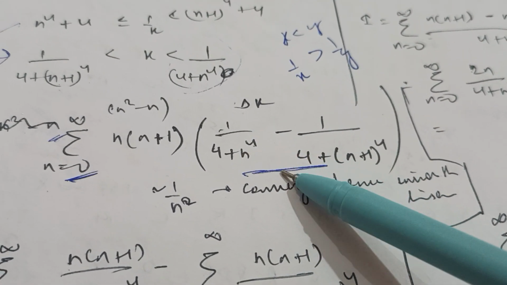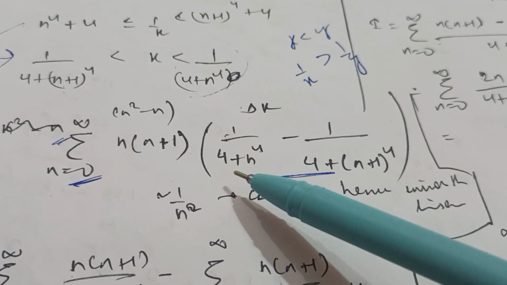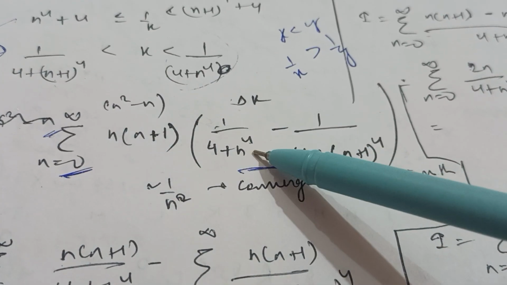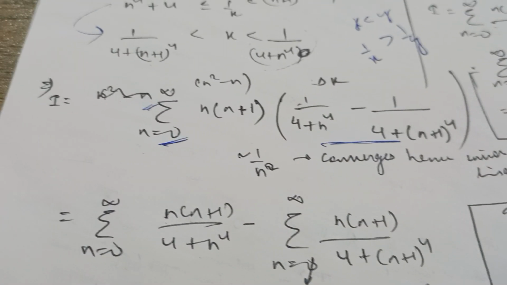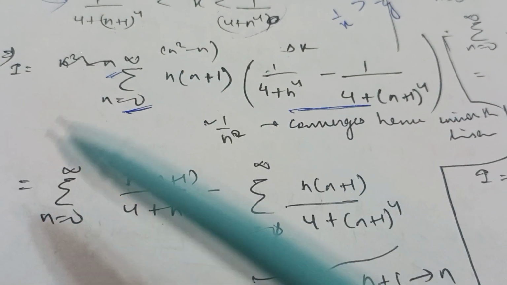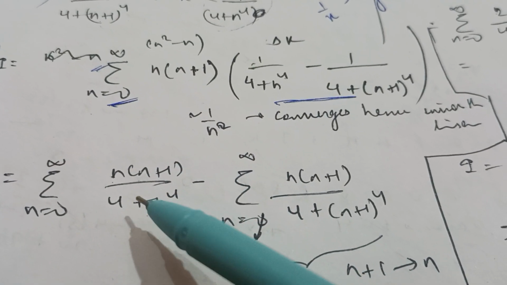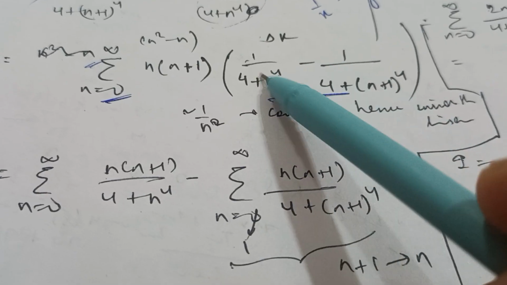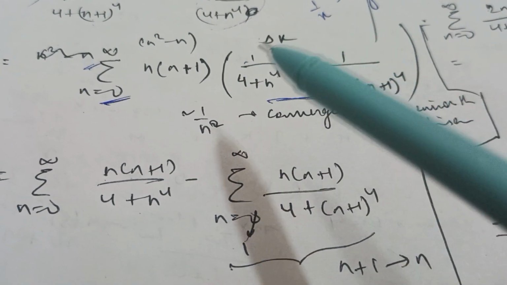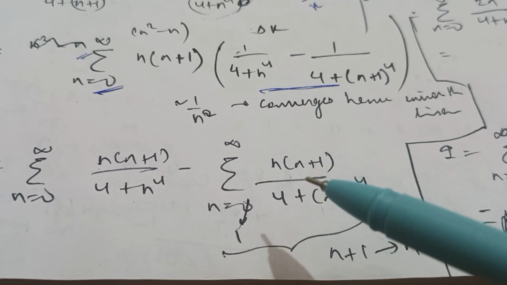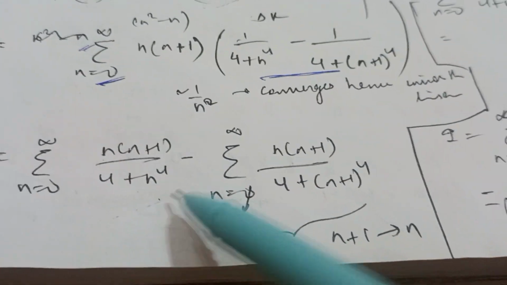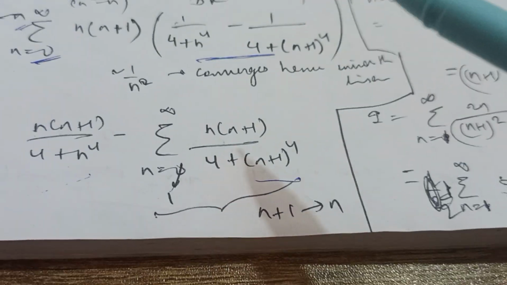Okay, now take n square common in the denominator, so that it can neutralize this term. That is the goal. So this will convert to n into n plus 1 upon 4 plus n to the power 4 minus... I am just separating the terms first, this is the x and this is the separate, and then I will simplify it. After separating it, this will become this and minus this, so we have two different sums.